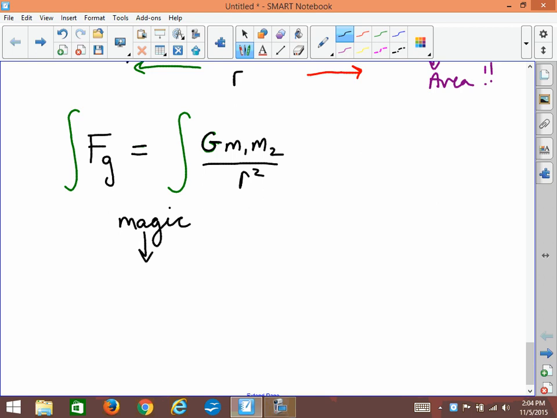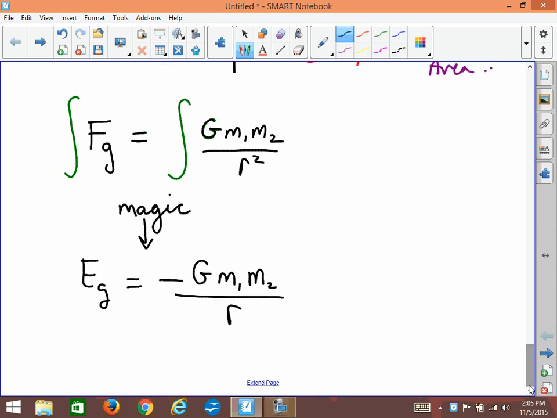And of course, through the magic of calculus, the area under the graph is the energy, the gravitational energy. And when you do the magical mathematics associated with these funny integral signs, this side of the equation turns into negative G M1 M2 divided by R. Not much different at all. But that's what it comes out to. So we can use this clever mathematics to derive this.